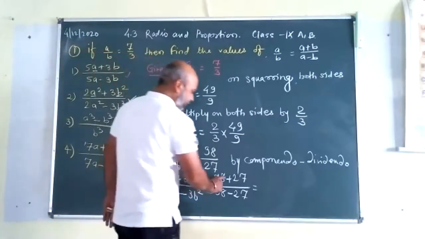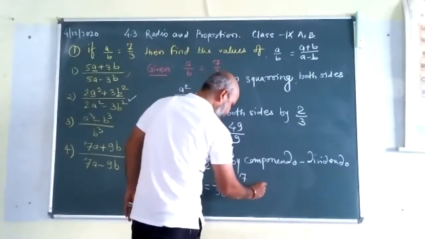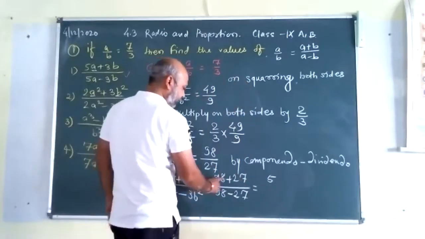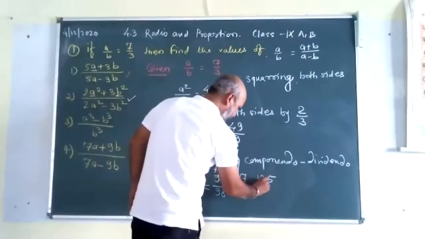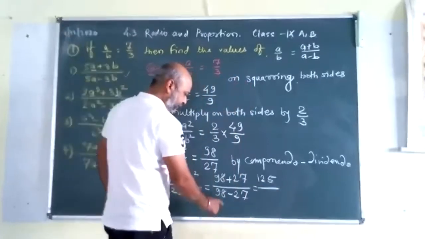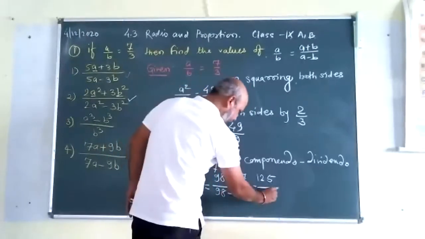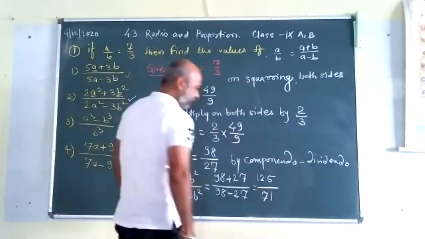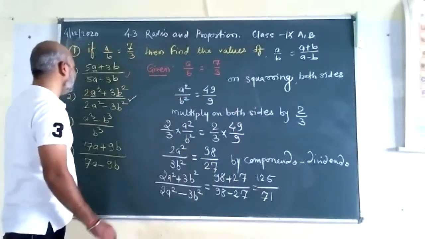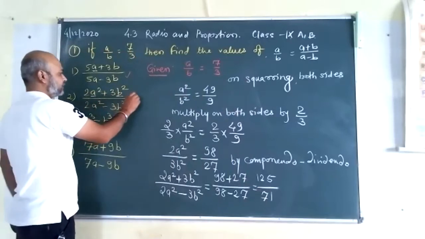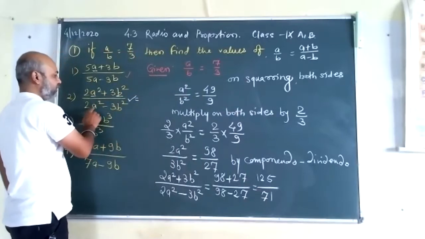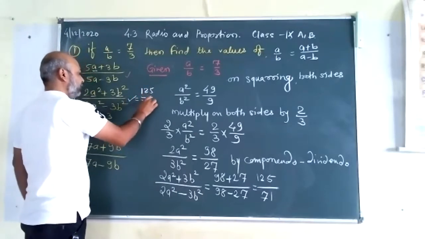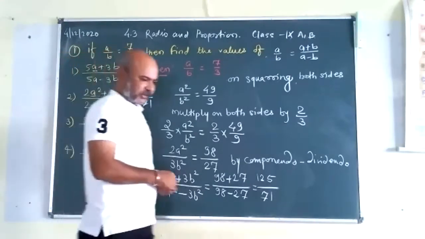So what will it be? 8 plus 7 is 15, carry 1, 9 and 2 is 11, and 12, so 125, divided by 8 minus 7 is 1, and 9 minus 2 is 7, so 71. So what is the value of 2a square plus 3b square upon 2a square minus 3b square? 125 upon 71. Correct?